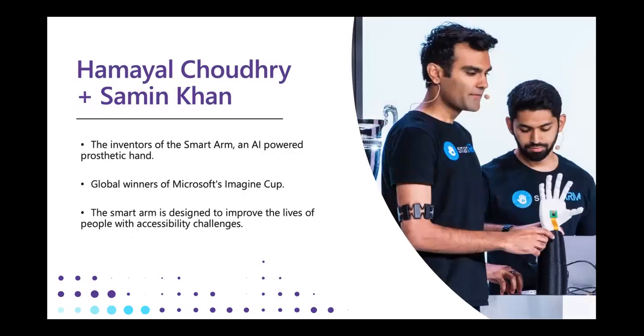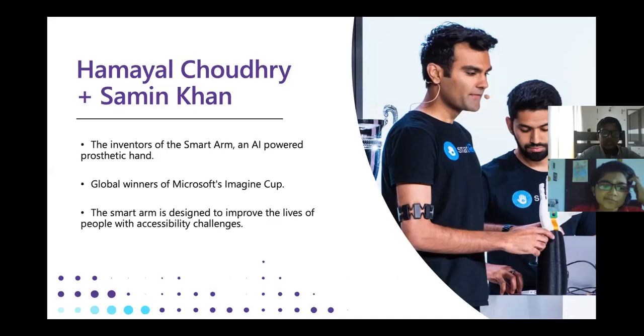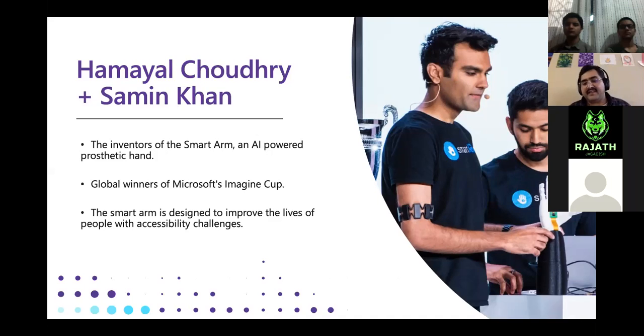Hamayal Chaudhary and Samin Khan are the inventors of something called a smart arm, which is a prosthetic hand powered by AI. The thing with prosthetic hands is that earlier they used to attach them to nerve endings in the amputated arm, and predict the finger movements from the muscle movements, but that was not very accurate.